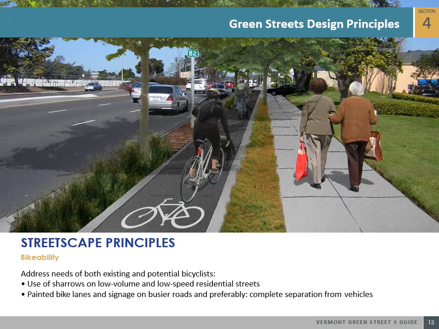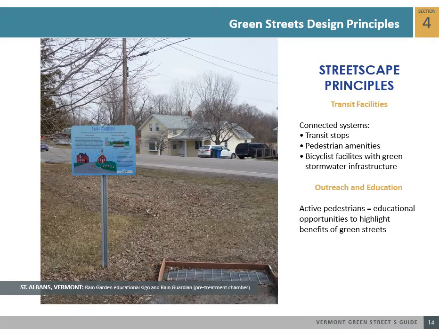In high-use corridors and areas with on-street parking, bicyclists and vehicles may need to be completely separated from each other on the street through the use of landscape buffer areas. These landscape buffers are well suited for green infrastructure facilities that can also capture stormwater. Two other streetscape principles when designing a green street are transit facilities and outreach and education.